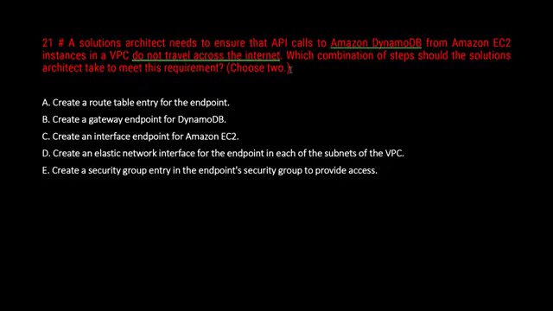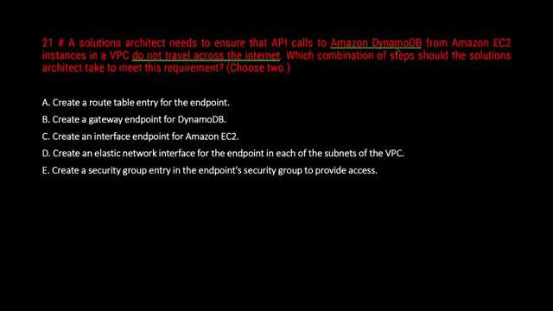Which combination of steps should the solutions architect take to meet this requirement? So if you remember, I told you whenever you see DynamoDB and S3, and if they're talking about do not travel across the internet, then the option you should go for is gateway endpoint. If it is anything other than Amazon DynamoDB and S3, then you should go with interface endpoint, VPC endpoint. Do you remember that? All right.